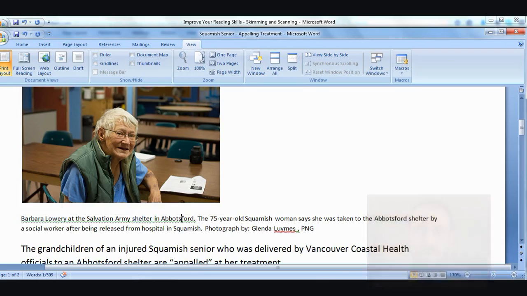I see shelter, Abbotsford, 75-year-old Squamish woman, okay, taken to shelter, social worker. These are content words. Squamish. So we have a situation here where a 75-year-old woman has been taken to a shelter for some reason. As we begin to skim through the article, we're just going to look quickly and not read the whole thing. Let's watch for content words and see what we see.